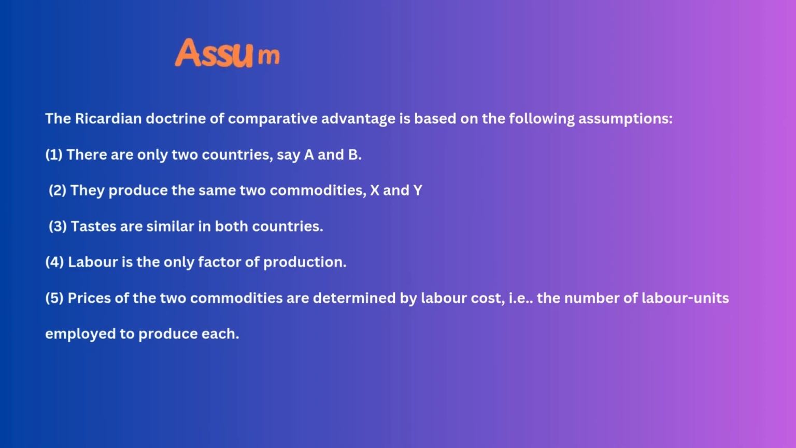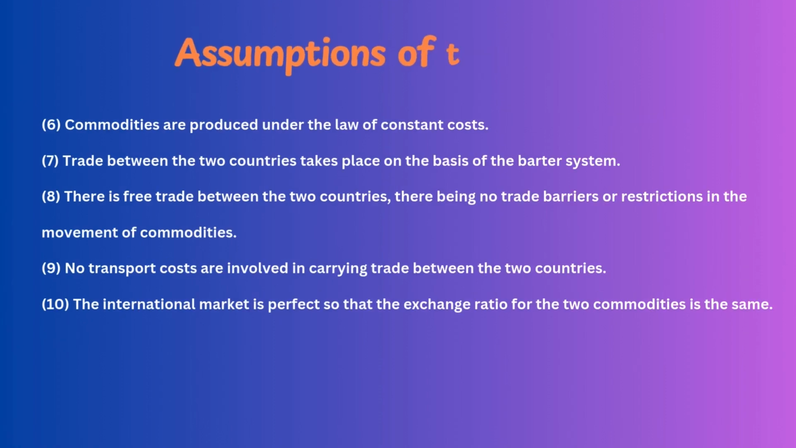Now, when we explain the theory of comparative cost advantage, this theory is based upon some assumptions. So let us take the assumptions. There are only two countries, say A and B. They produce the same two commodities, X and Y. Tastes are similar in both countries. Labor is the only factor of production. Prices of the two commodities are determined by labor cost, that is, the number of labor units employed to produce each. Commodities are produced under the law of constant cost.